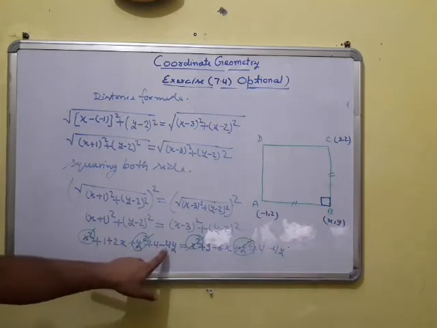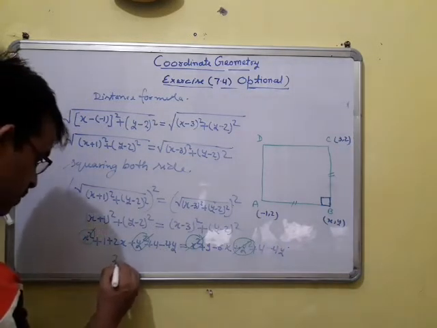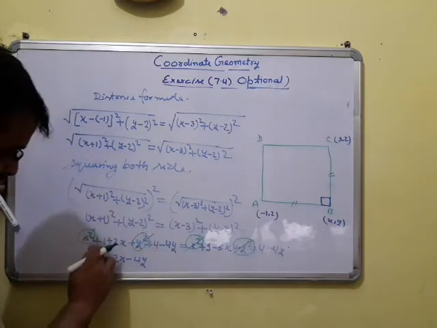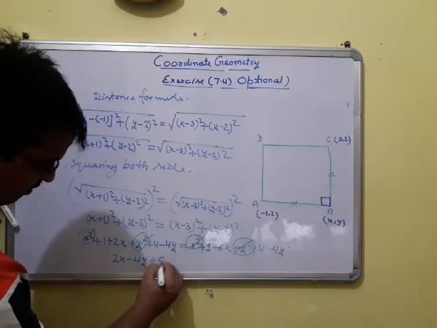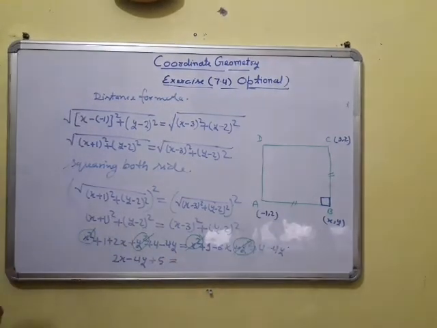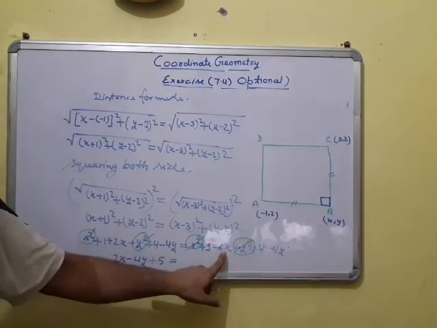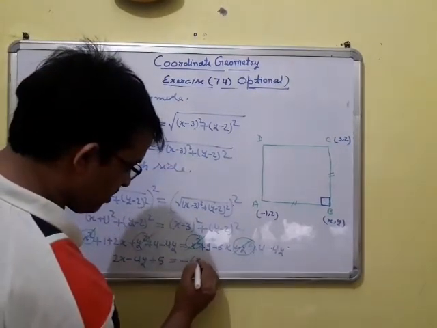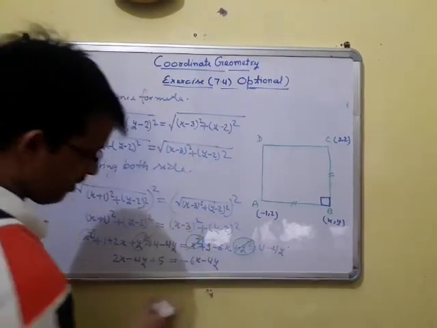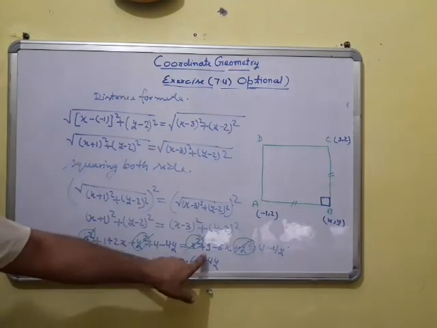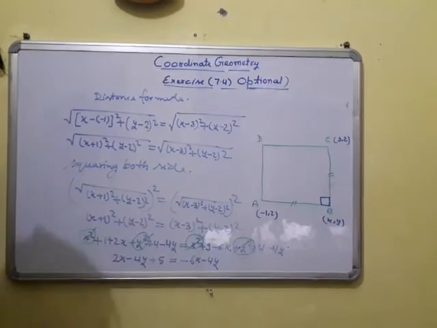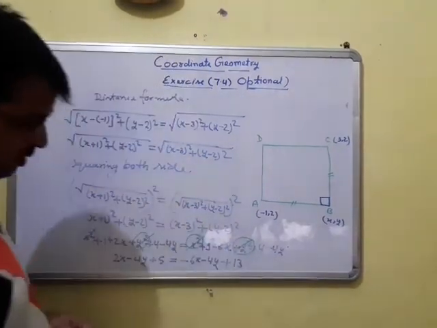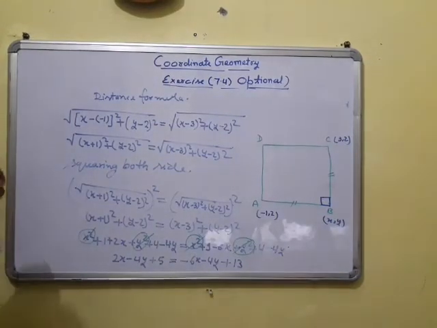Here is 2x − 4y, and the constant terms plus 4 plus 1, we get 5. This side is equal to −6x − 4y, and constant terms plus 9 and plus 4, we get plus 13. This one is clear. Now look here.